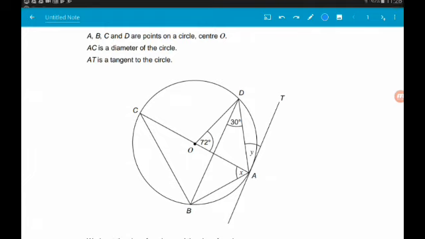Hey there guys, here we are going through a fairly tricky 4-mark circle theorem problem. Now it's a very circle theorem heavy problem. We're going to be using lots of different theorems.